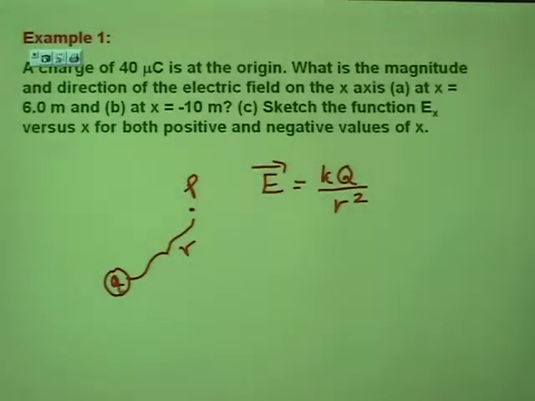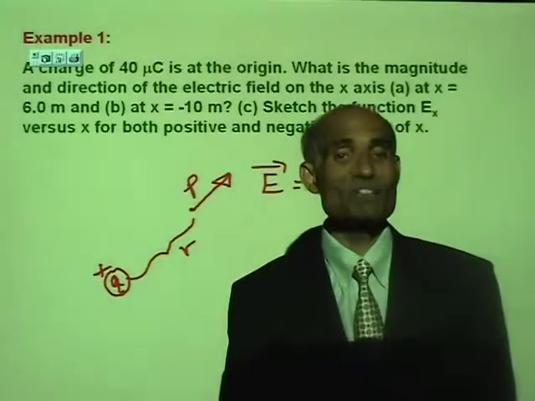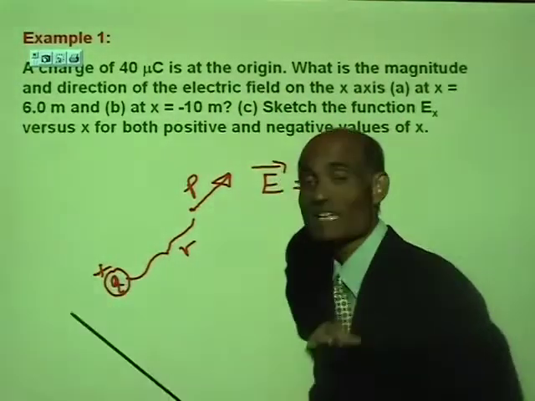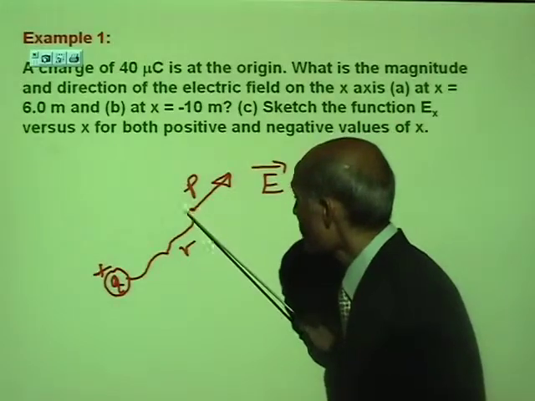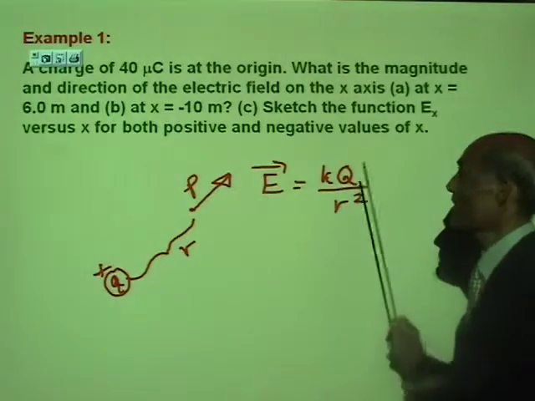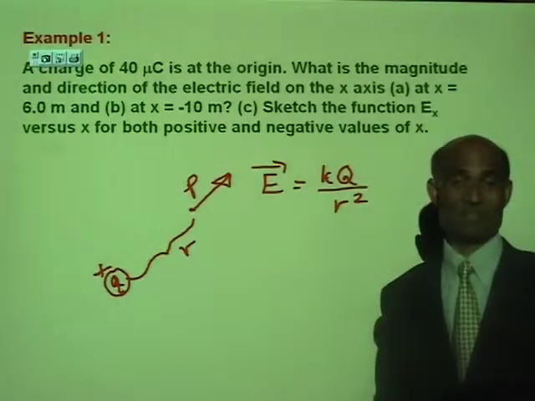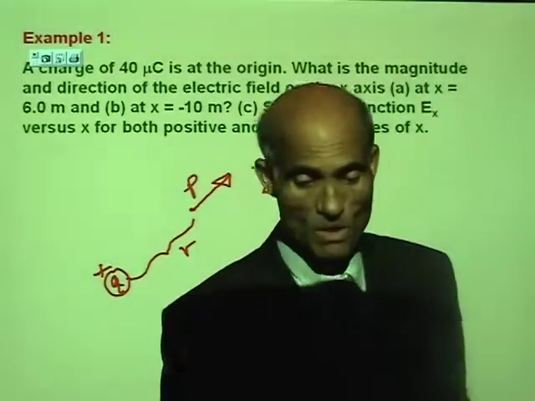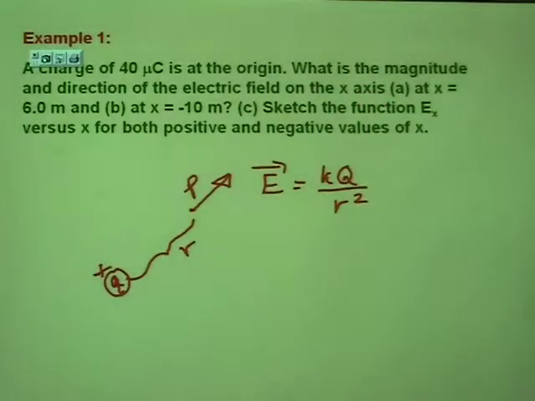Now, if this charge q is a positive charge, the direction of the field will be directed away from it. Is that right? Because the direction of an electric field is the direction in which a positive charge would move. And therefore, if this charge is a negative charge, the direction of the field will be directed towards it. So, we should be familiar with both the magnitude and the direction of the electric field in order to solve problems of this type. Alright, let's continue with our problem.